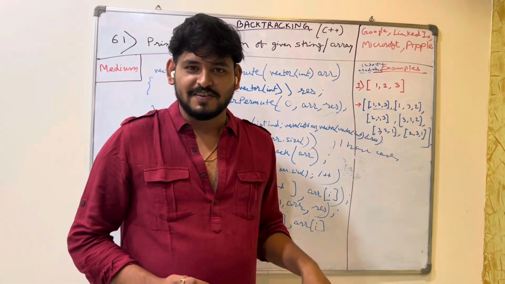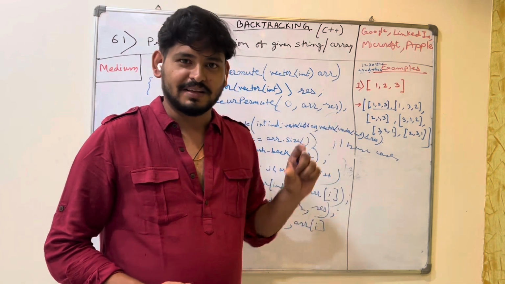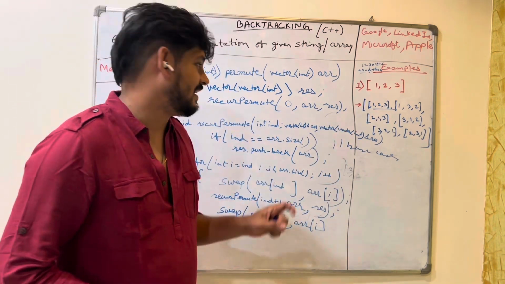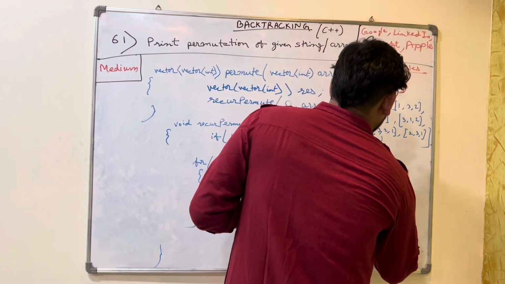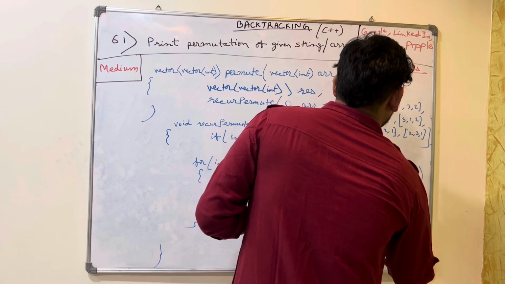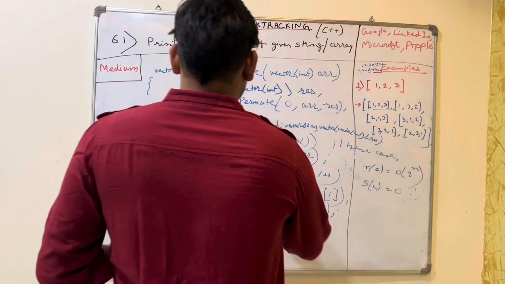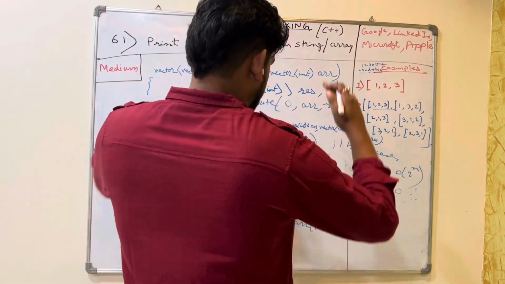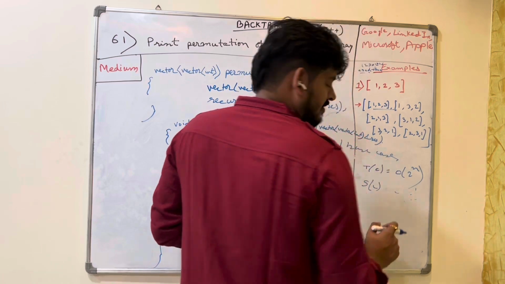The link to the question is given in the description, and then come to my code walkthrough section where I'll be explaining the code walkthrough. And the time complexity will be order of 2 to the power n, exponential, and for the space complexity, there is no extra space as such, just the recursive stack. Whatever the recursive stack is there, that would be the solution.